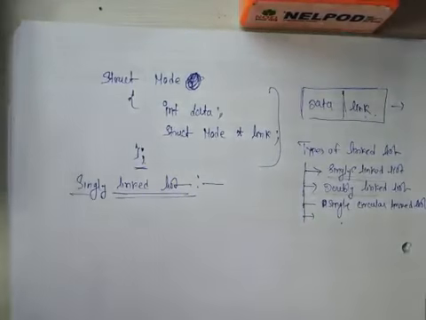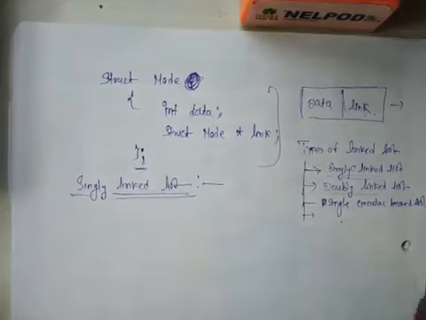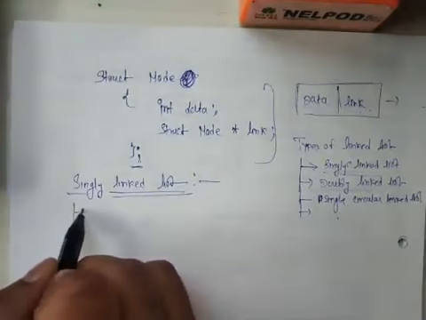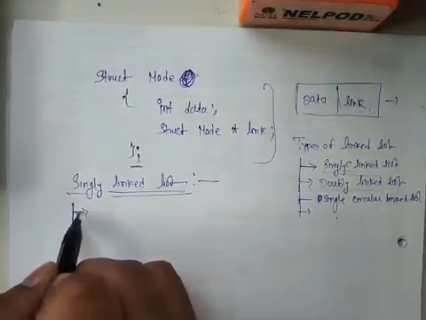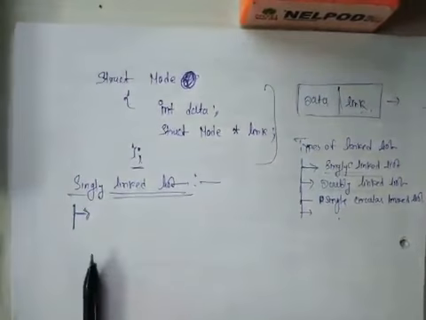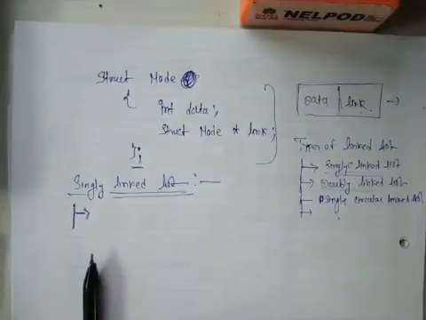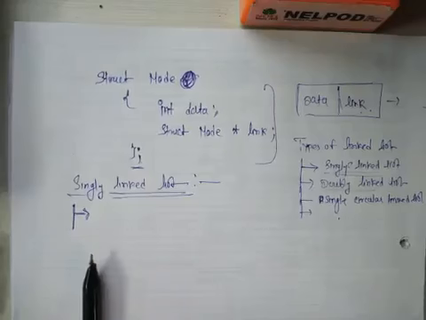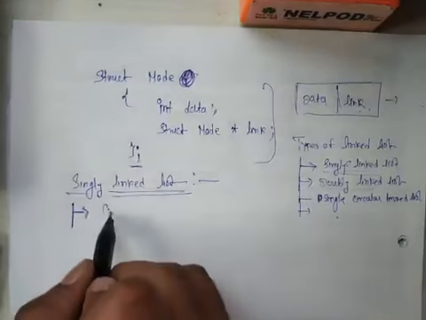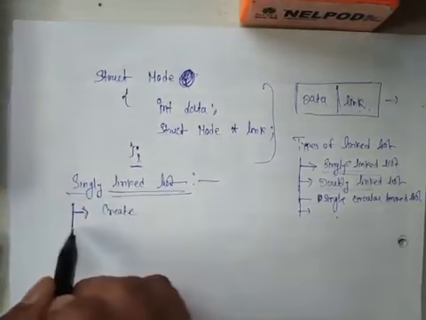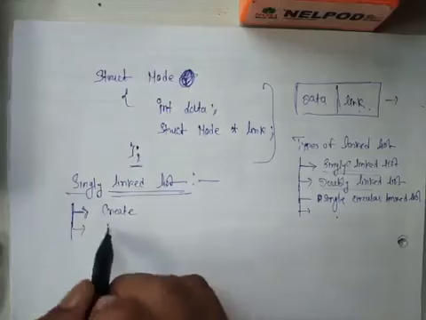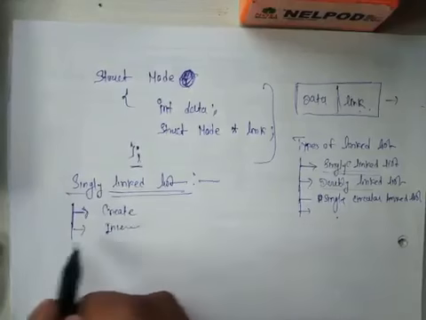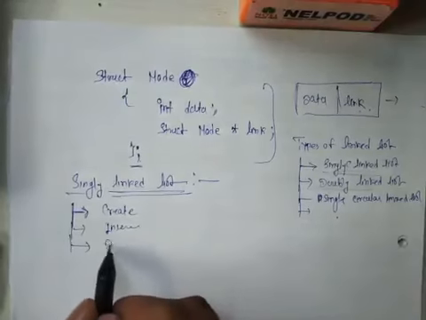These are the same basic operations we perform on different data structures, like whatever operations we perform in stack, queue, and linked list. So the basic operation is what? Create, that particular data structure. Then the second one is insertion. Then the next one is deletion.